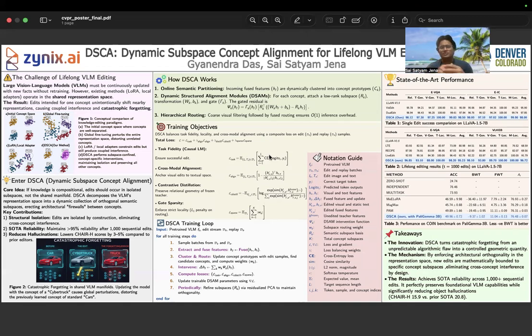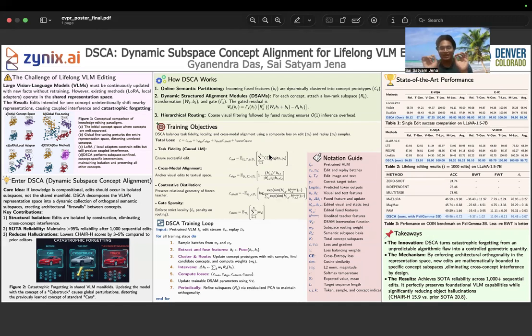Today I'll be explaining our CVPR accepted paper, DSCA, Dynamic Subspace Concept Alignment for Lifelong VLM Editing. This paper essentially aims at solving the problem of catastrophic forgetting, which is very prevalent when we try to teach new concepts to LLMs and VLMs, and it is most prominent in the case of VLMs. So let's first build our intuition for why this is a problem in VLMs.